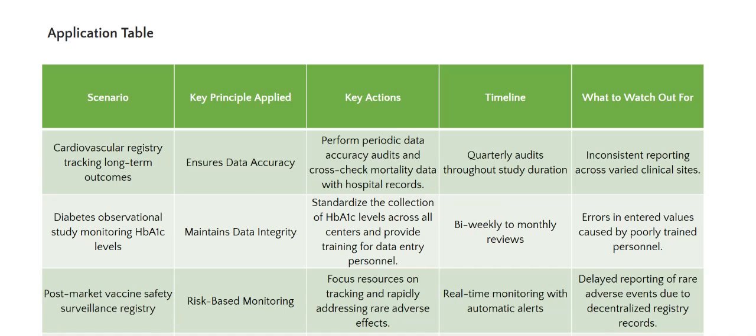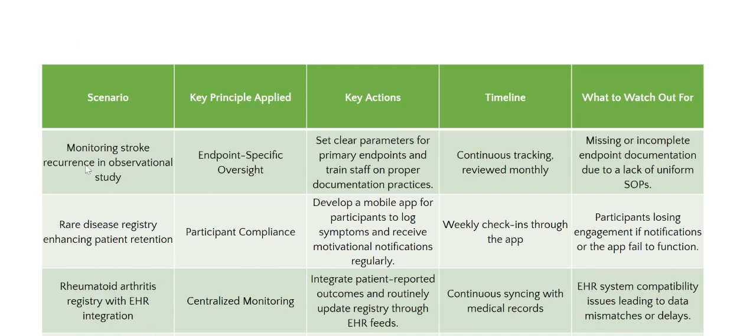Application table. Here we have scenarios. For each scenario: key principle applied, key actions, timeline, what to watch out for. Scenarios: cardiovascular registry tracking long-term outcomes, diabetes observational study monitoring HbA1c levels, post-market vaccine safety surveillance registry, rare neurological disease registry enrollment, monitoring stroke recurrence in observational study, rare disease registry enhancing patient retention, rheumatoid arthritis registry with electronic health record integration, cancer registry aiming at survival trend analysis.